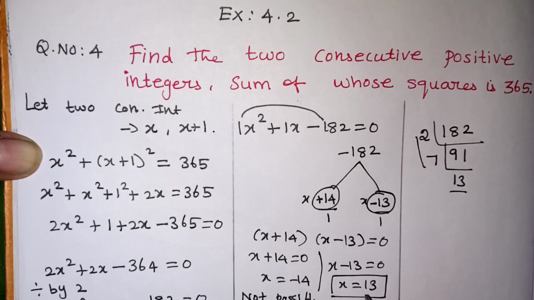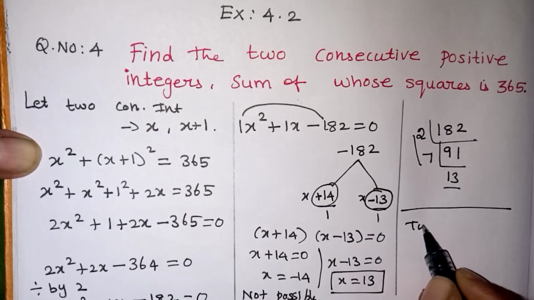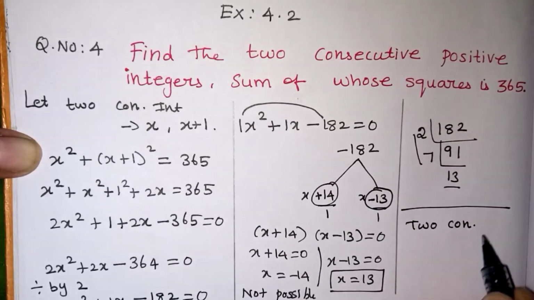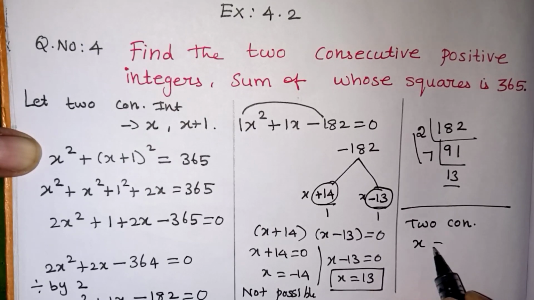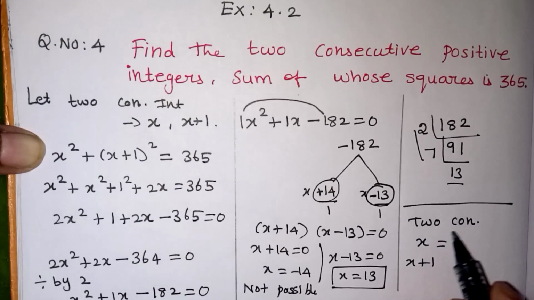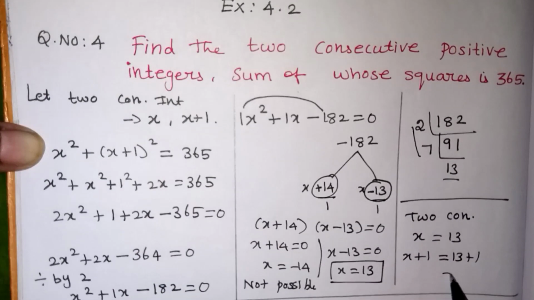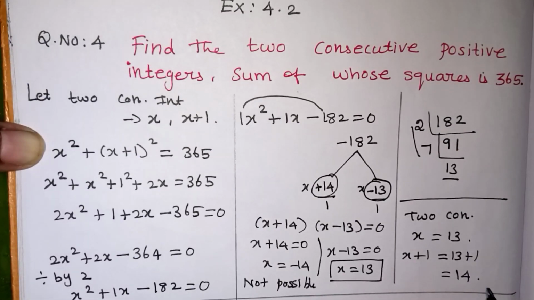X is 13. We need to find two consecutive integers. So the solution is, the two consecutive integers: one is x, the other one is x plus 1. That is our assumption. X is 13 and x plus 1 will be 13 plus 1, that is 14. So the integers are 14 and 13.